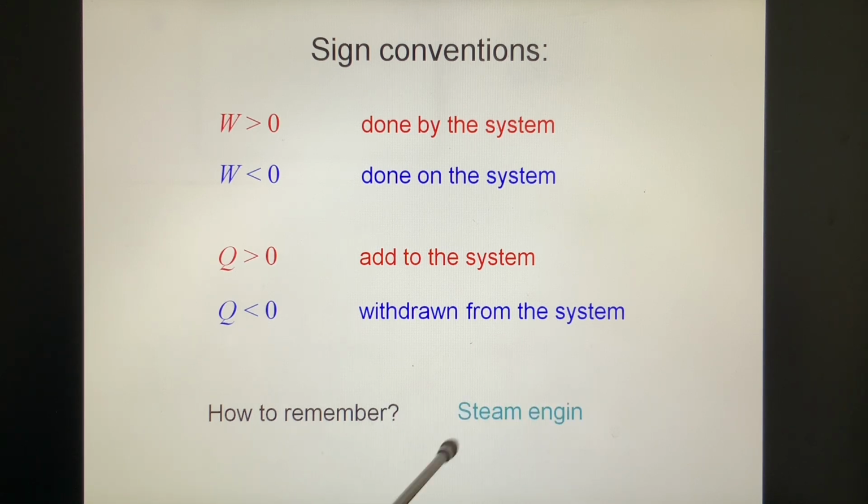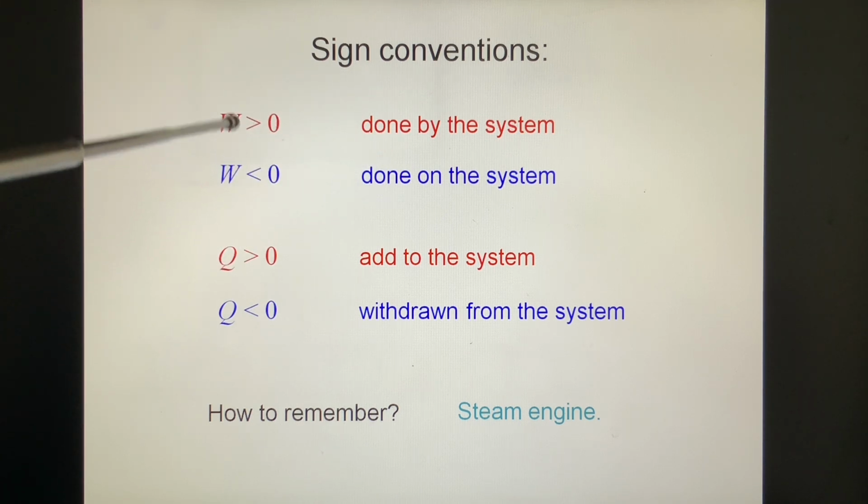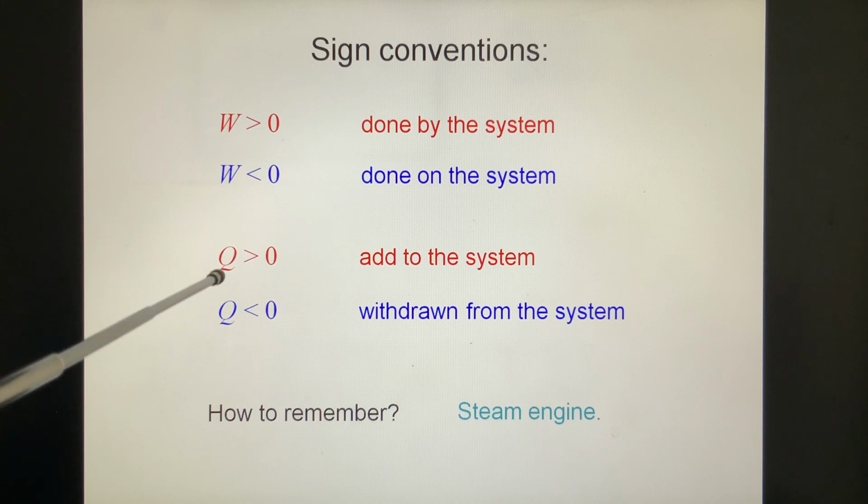We use the steam engine. Steam engine: exhaust, does work, and produces heat.